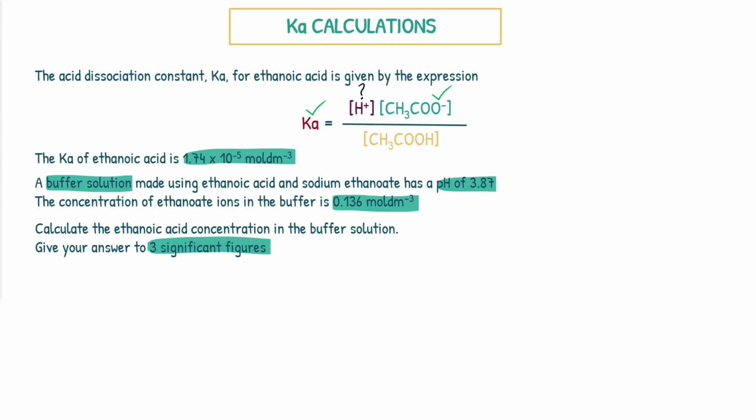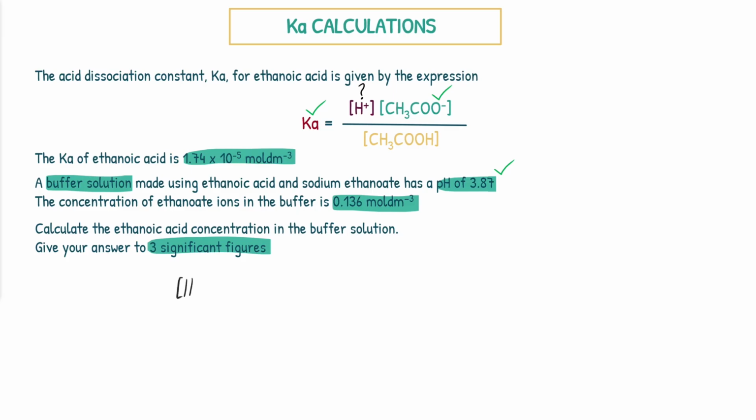So we need to work out our H plus, but what else do we have? We have our pH. And just in the previous slide, I showed you that you can do the inverse log to calculate the H plus ion concentration. So let's do that right now.